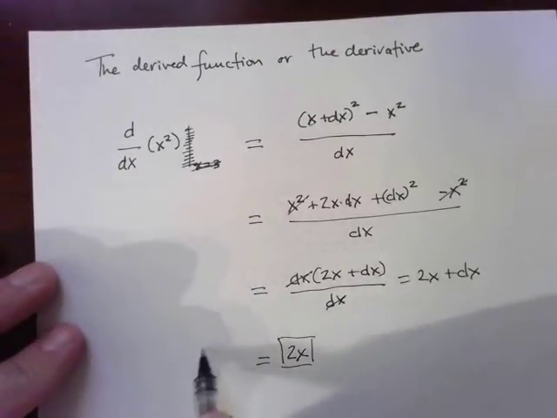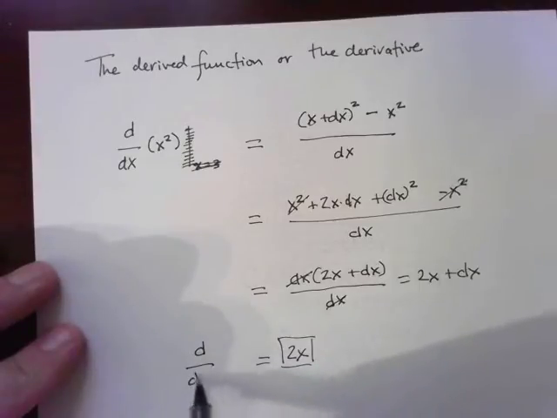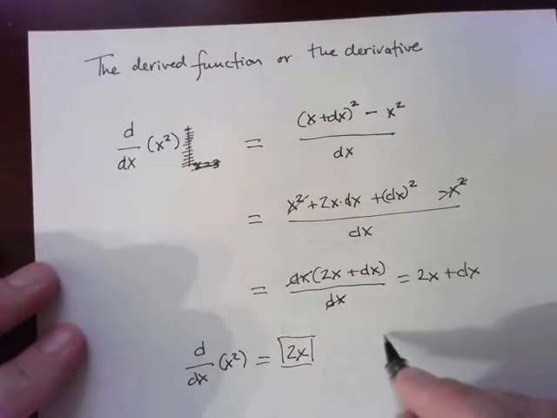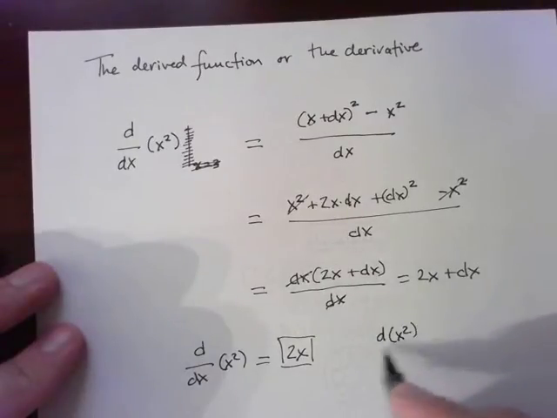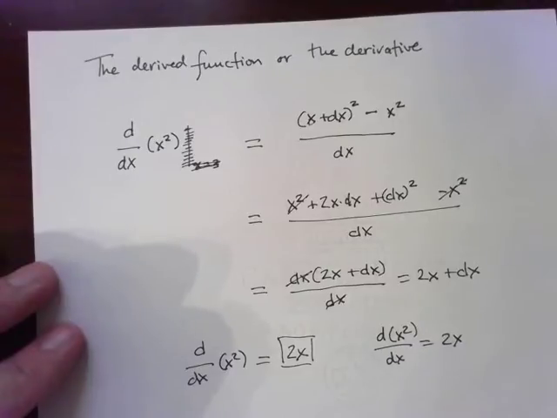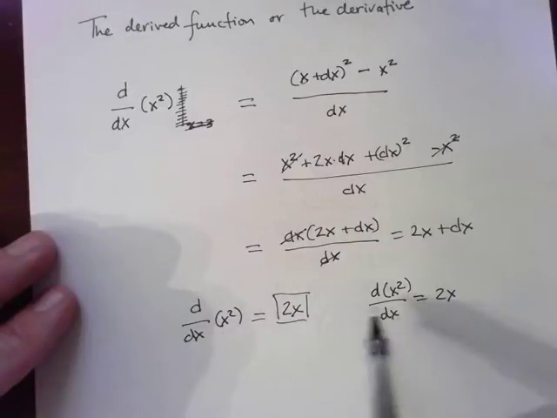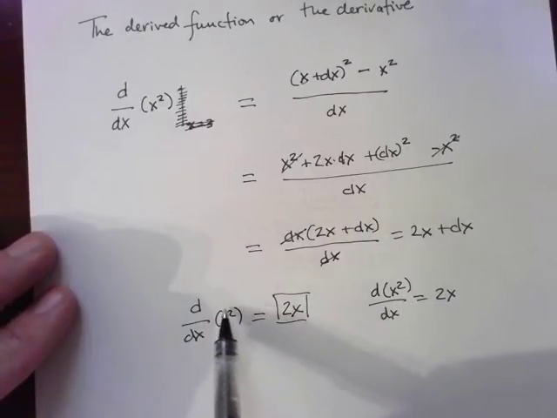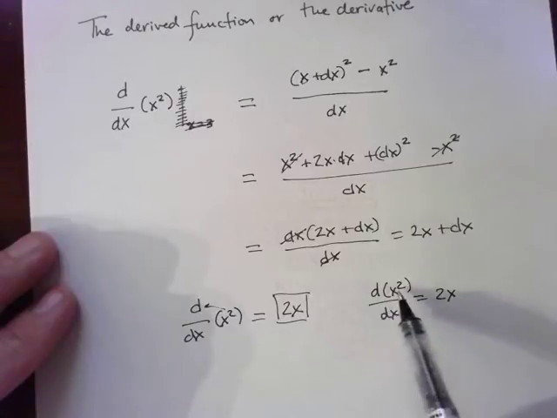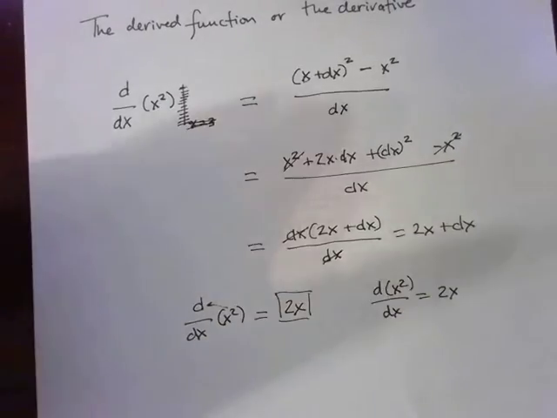So I have d dx of x squared equals 2x. Or another way this is written is d x squared over dx is 2x. Both notations are acceptable. This notation is treating this like a fraction, and it's putting this on the top of the fraction, so it looks like that. So the derivative of x squared with respect to x is 2x.